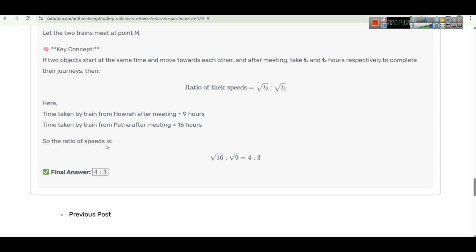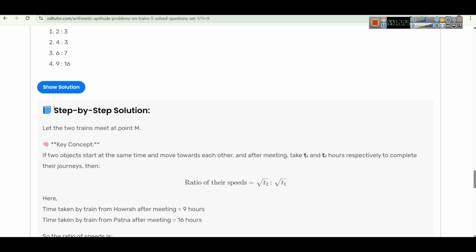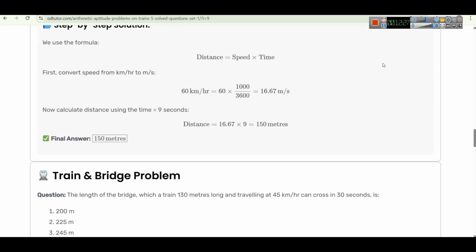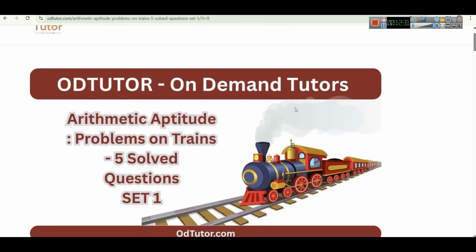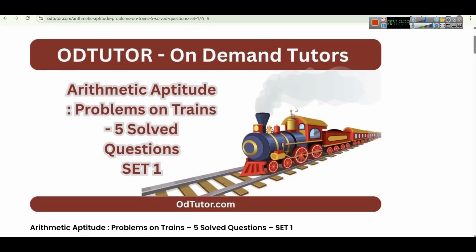So the ratio of their speed will be 16 divided by 9, under root. So square root of 16 divided by square root of 9, which will be 4 is to 3. So the final answer will be 4 is to 3. So these were some important arithmetic aptitude problems on train questions where we did 5 solved questions.